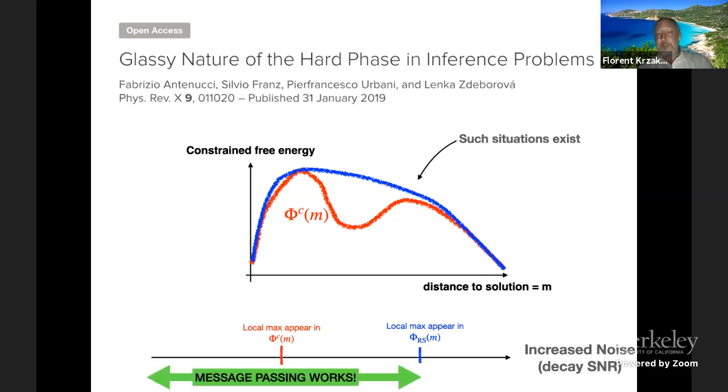Now, the point is that message passing works in this whole region. So thinking that when the true function develops a local maxima is the moment where you have a real problem for finding a statistical solution is entirely wrong. And I was surprised by this, but this seems to be true. What seems to matter is not the true constraint-free energy, but the replica symmetric one.